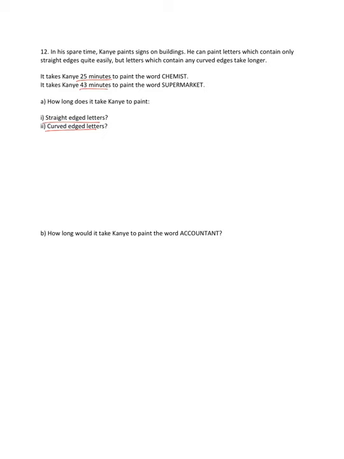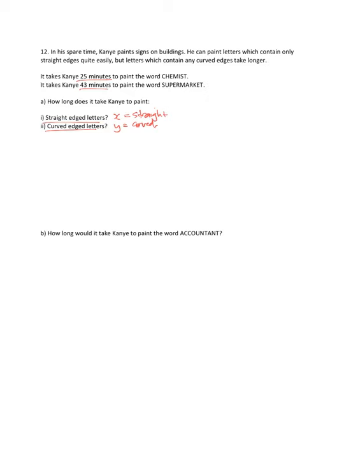So it's telling us what we need to make X. X is straight letters. Y is curved. Where are my equations though? So you're used to the question giving you numbers. We just have to decipher that. The numbers are there, but we have to count them. So looking at these, chemist.